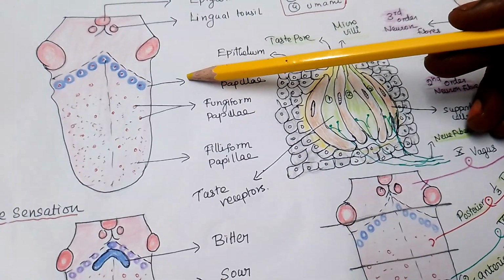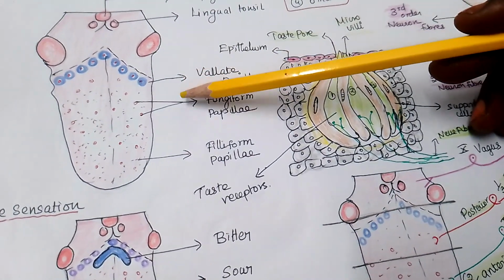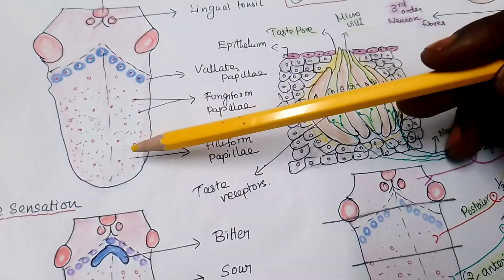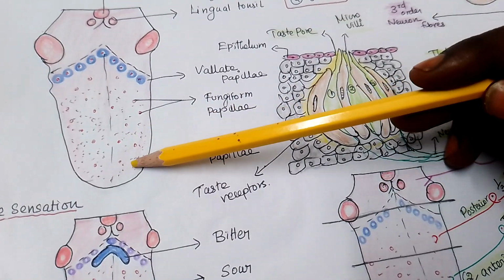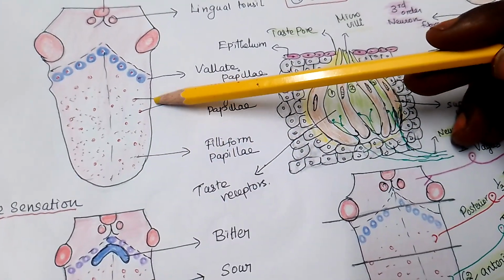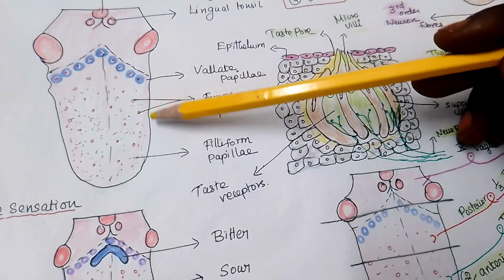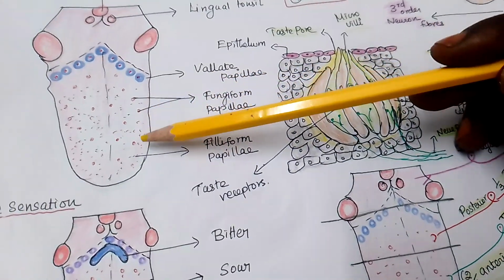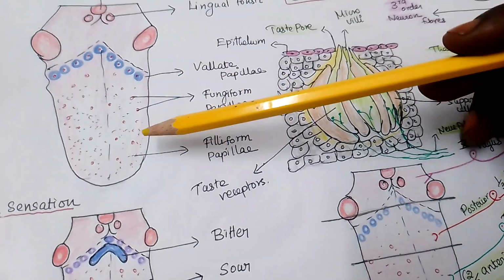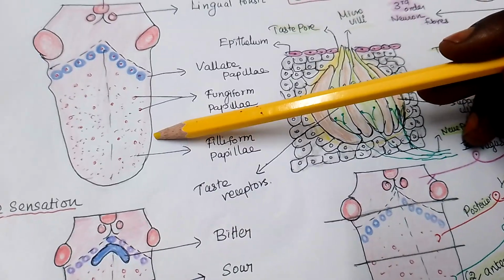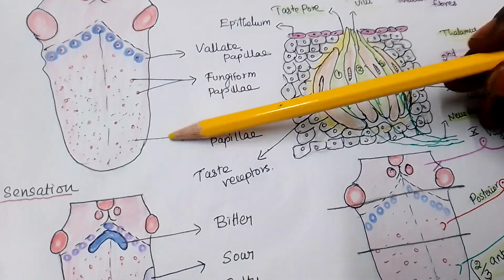Circumvallate papillae are less in number but big in size. Fungiform papillae are a little bit smaller, mostly present at the tip of the tongue, and they also contain taste buds. Filiform papillae are present throughout, forming the rough area of the tongue, but they don't have any taste buds in them. That is the important thing you have to remember.